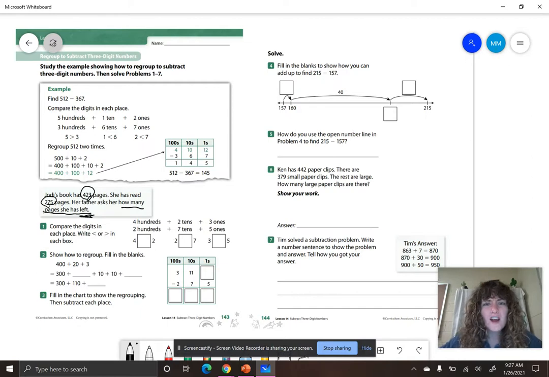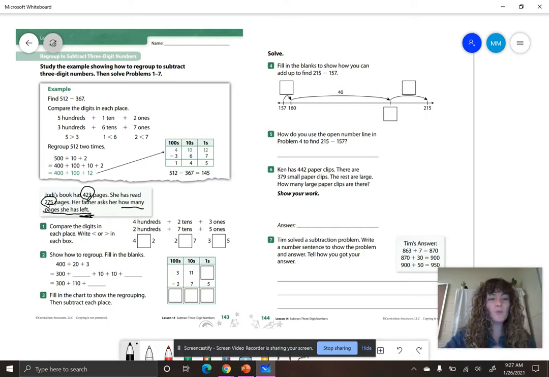Are you shaking your head no, Emmy? What does that word tell me I'm doing? If I'm trying to find how many I have left of something, that means I've taken away somewhere. So, how many pages did Jody have in her book? She had 423, and we are taking away 275 to find the part that is the difference, to find how many pages she has left.